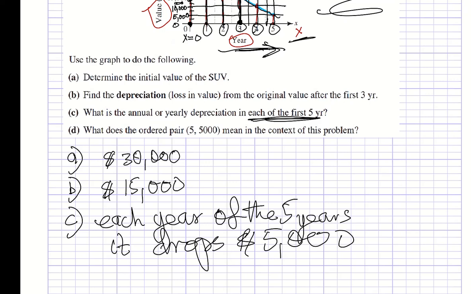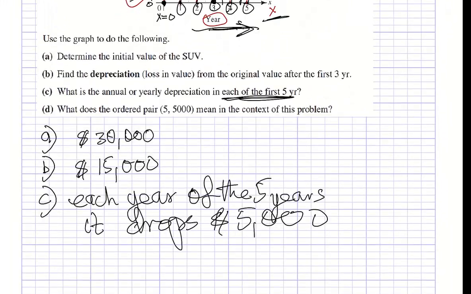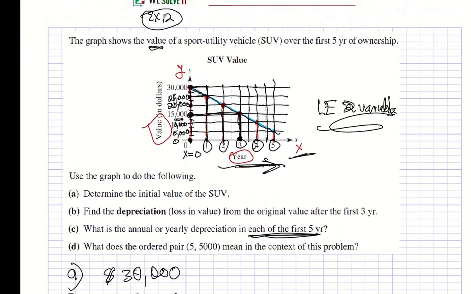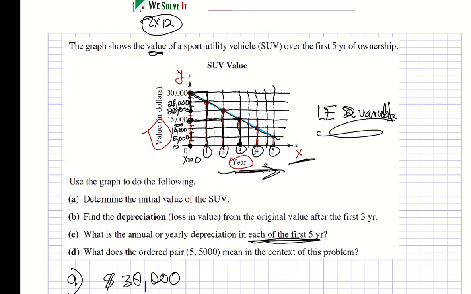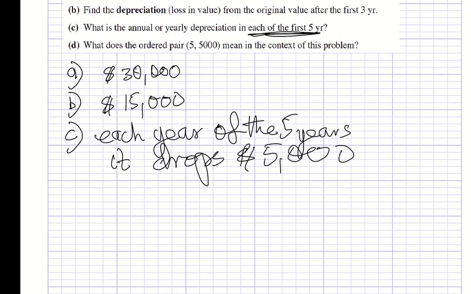Okay. What does the 5,000 mean? I know what that means. If you go here, yeah, see right here and right there. That's where the 5,000 is. You see 5 years right here. So it means that's D.